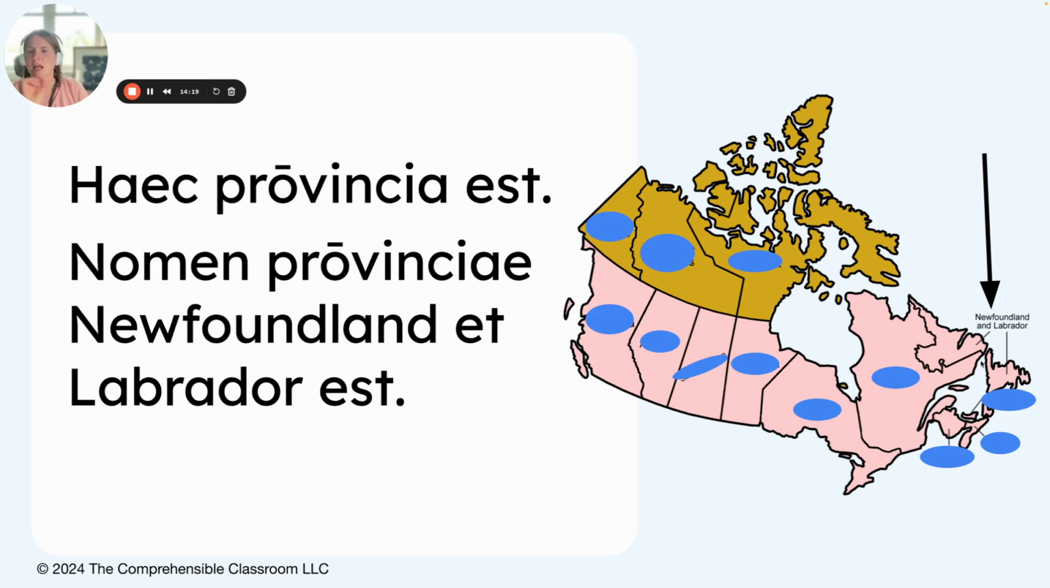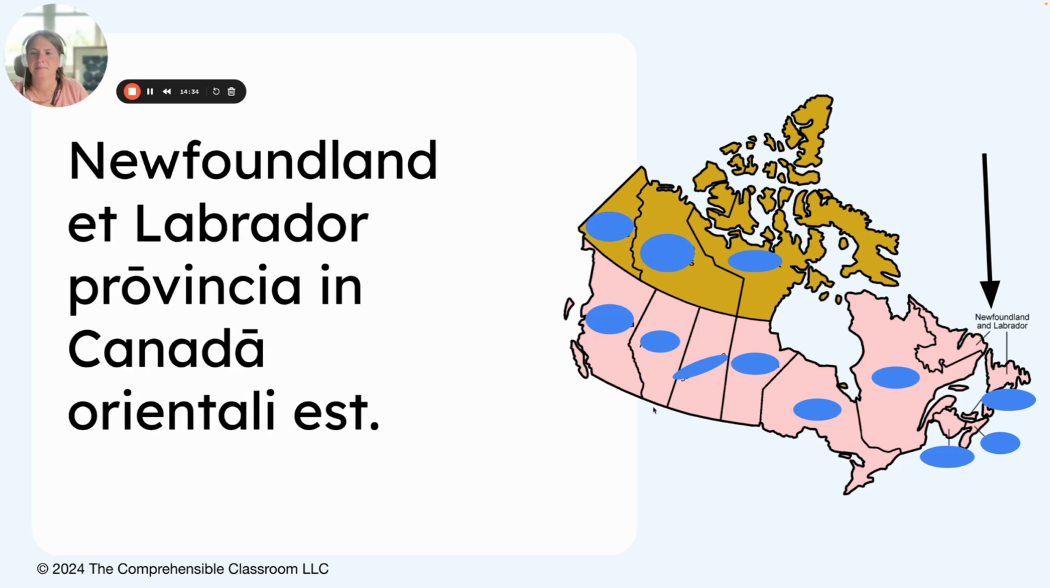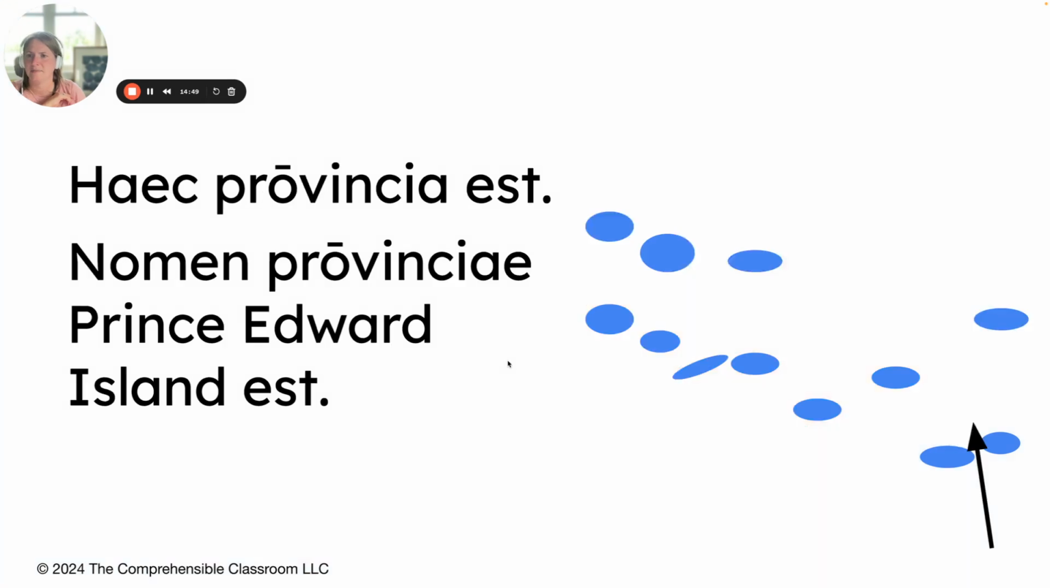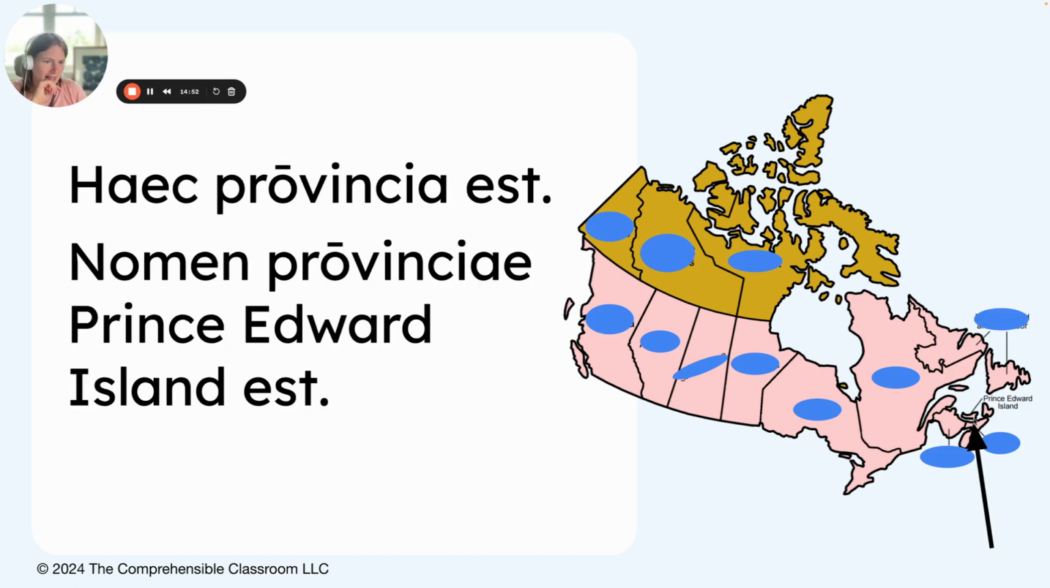Haec provincia est. Nomen provinciae Newfoundland et Labrador est. Newfoundland and Labrador. It looks like two different places. It's one. Newfoundland and Labrador provincia in Canada orientali est. Haec provincia est. Nomen provinciae Prince Edward Island est.